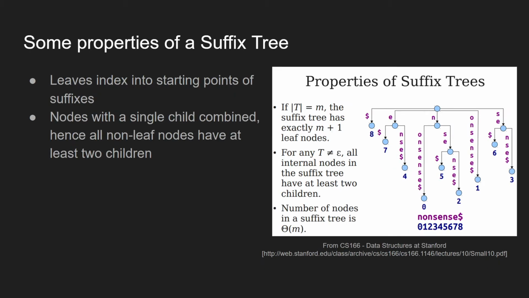Again, given all the background, let's summarize what a suffix tree can do for us. The leaves indicate the starting points of the respective suffixes. Nodes with a single child are combined to preserve space. If m is the length of the string t, the number of nodes in the suffix tree is bounded by big theta of m.